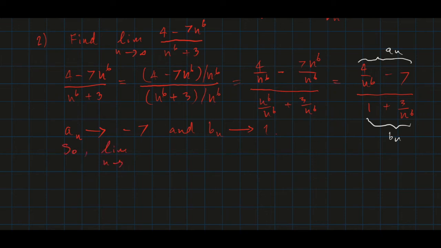So the limit here is equal to the limit of the quotient, which is equal to the limit of the top, which is an, divided by the limit of the bottom, bn, which is equal to minus 7 divided by 1. That's minus 7.